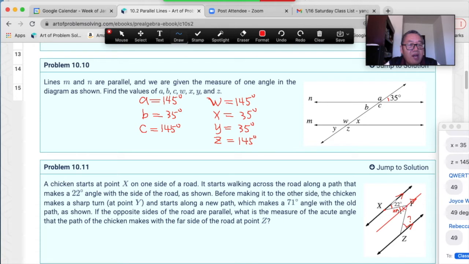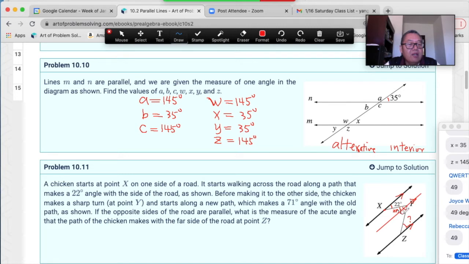Because these two angles are called alternative interior angles. Alternative interior angles. They are on different sides, but both are inside of these two parallel lines. So they're called alternative interior angles. So this is 22, this is also 22 degrees.